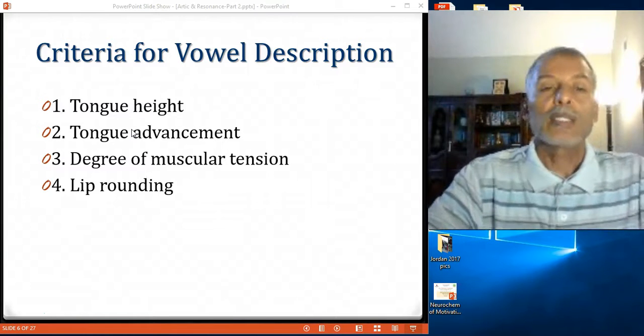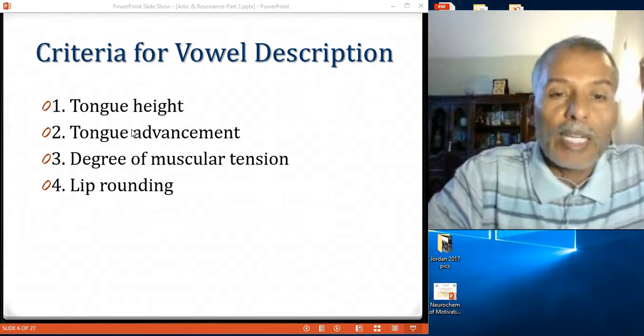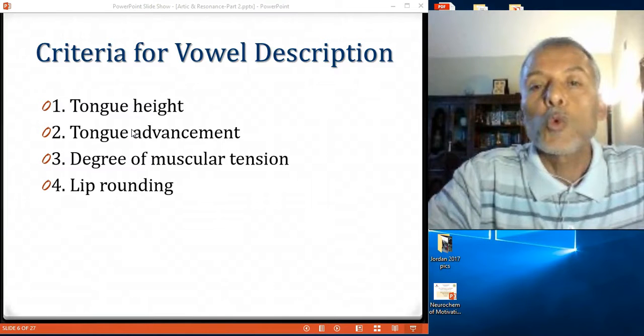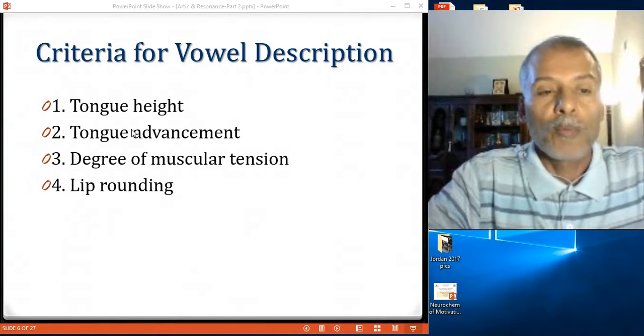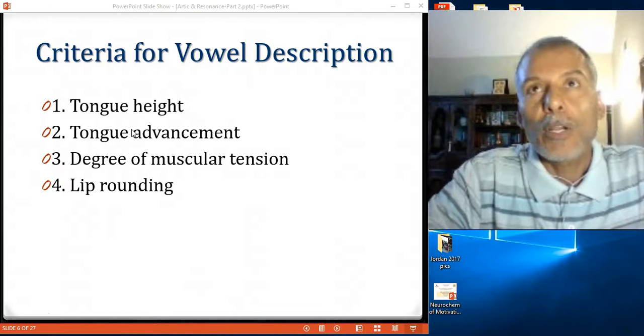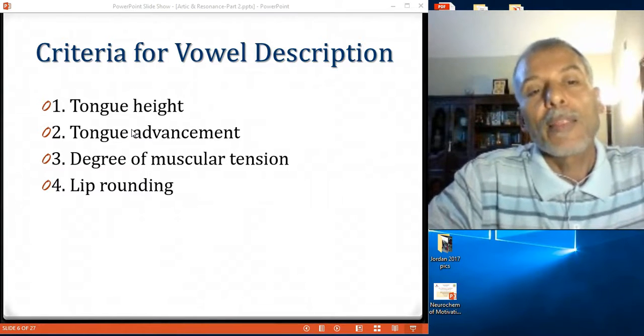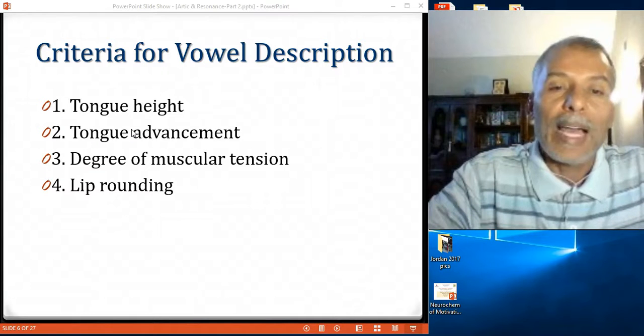So a sound that is longer is going to require more muscular tension. For example, when you say ooh, as in pool, that is a tense sound. When you shorten that ooh into oh, so you say pull, that becomes a lax sound.